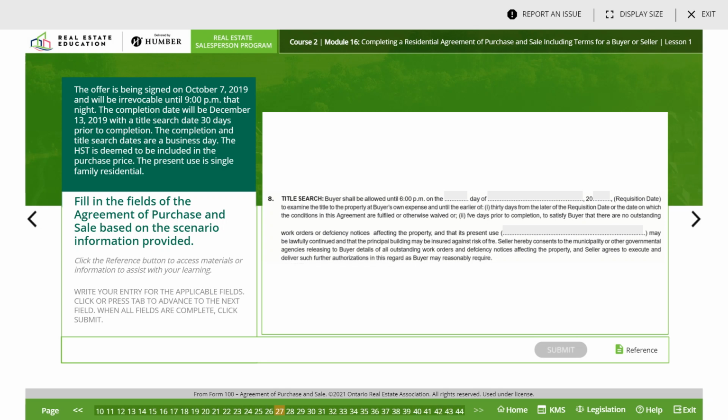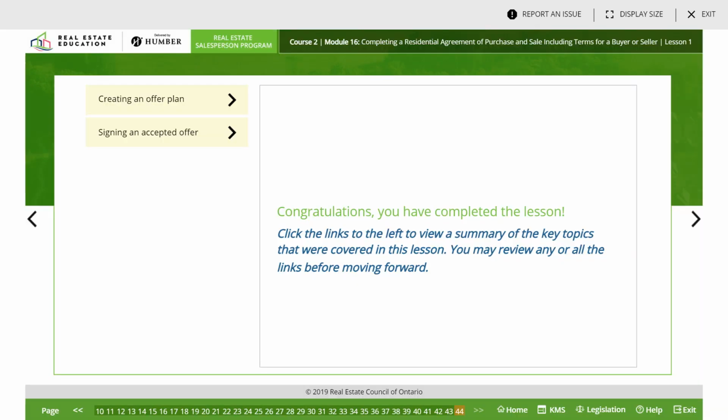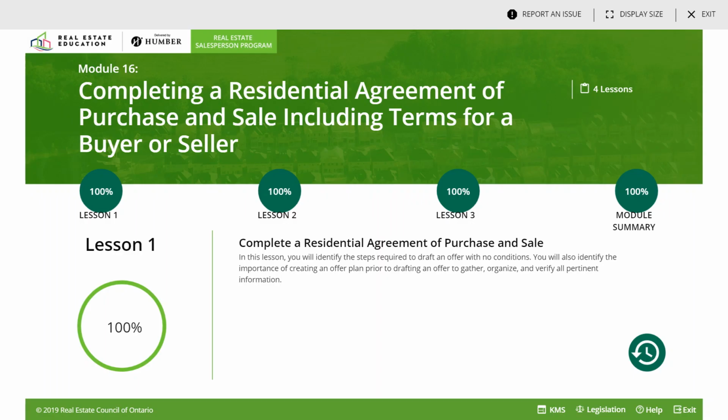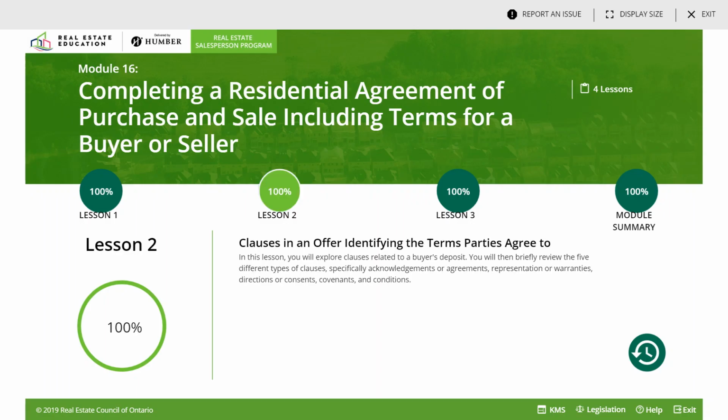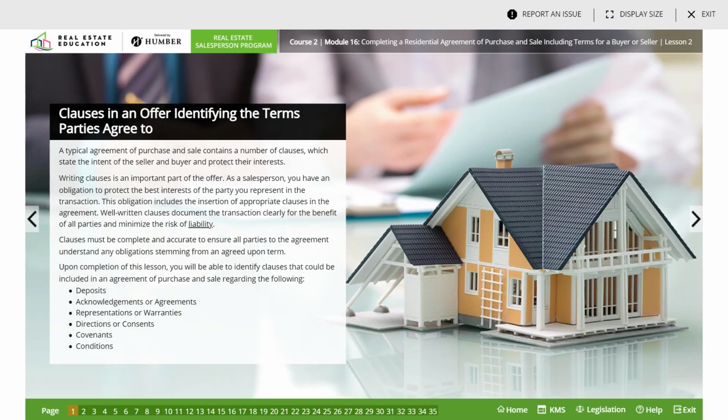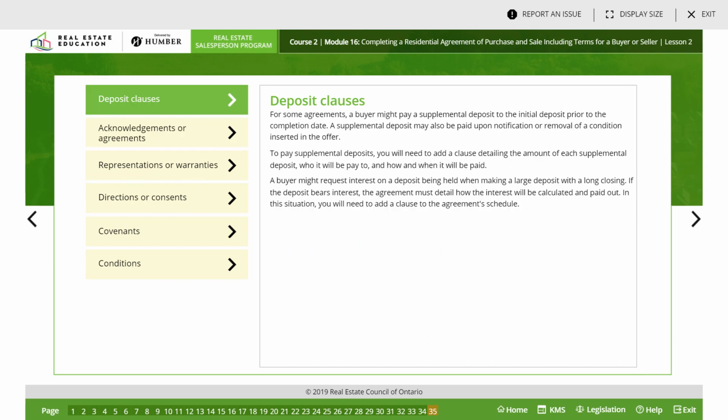Yeah, so this is literally it. So that's lesson 1. Let's move on to lesson 2. Lesson 2 talks about clauses in an offer, identifying the terms parties agree to. So here we can go to the summary, see what they say.